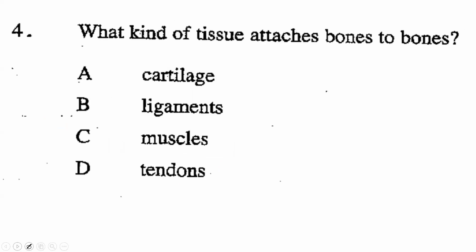Gregory Bain, can you read number 4 for me, please? Okay, I can't hear from Gregory. Tyrone, read number 4 for me, please. What kind of tissue attaches bones to bones? Very good. Read the options. Cartilage, ligaments, muscles, tendons. Which one do you think is the correct answer?